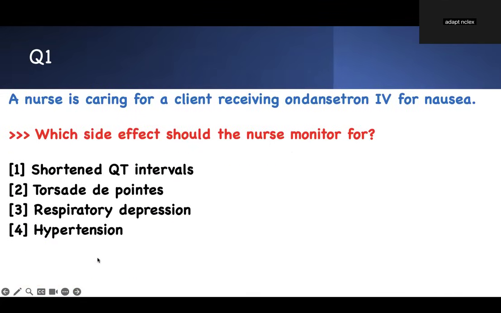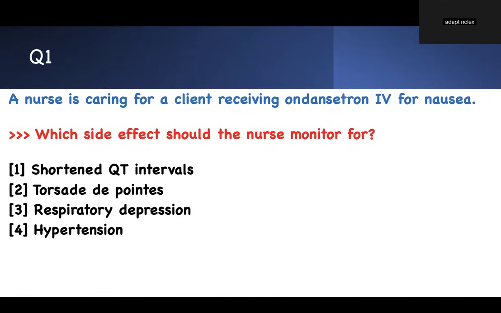First question, it's not that difficult. It's based on concept. Which side effects should the nurse monitor for? A nurse is caring for a client receiving Ondansetron IV for nausea. What do you think? Shortened QT intervals, Torsades de Pointes, respiratory depression, hypertension.